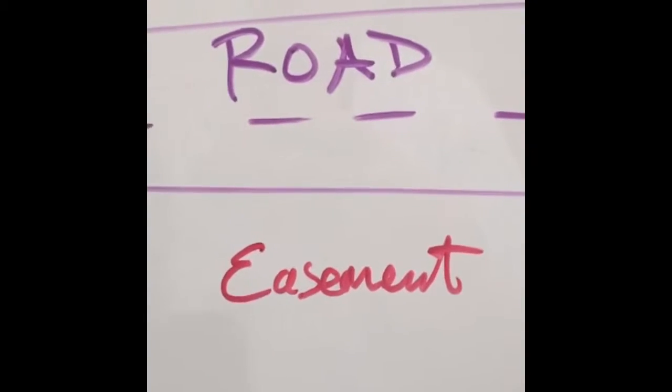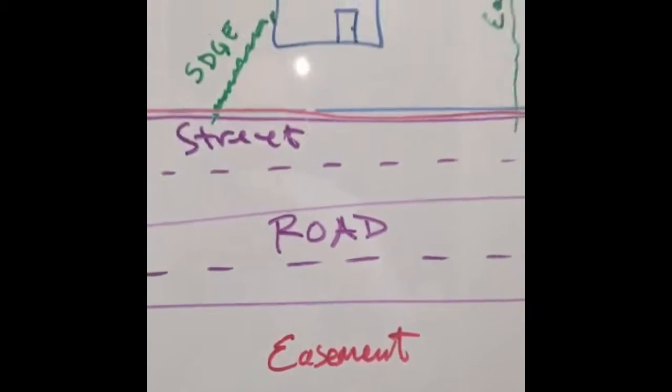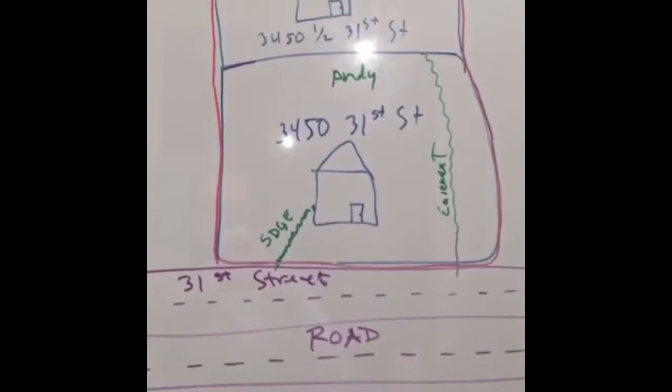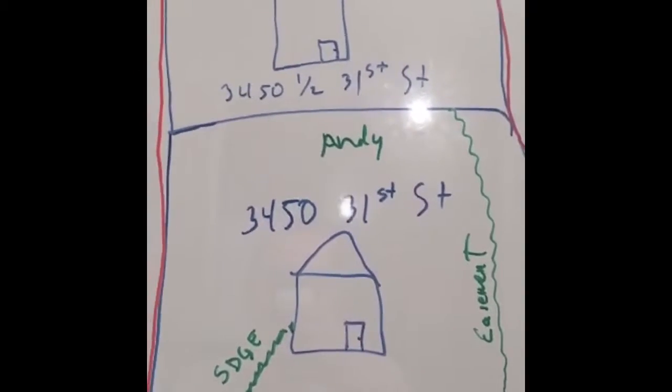So today we're going to talk about easements. I get this question sometimes: what is an easement? An easement, simply put, is access to someone else's property.